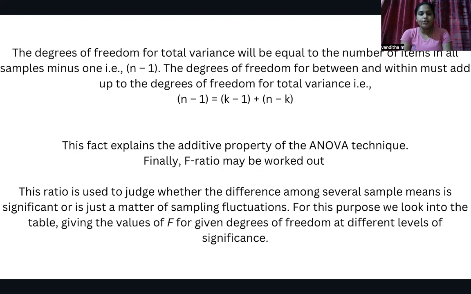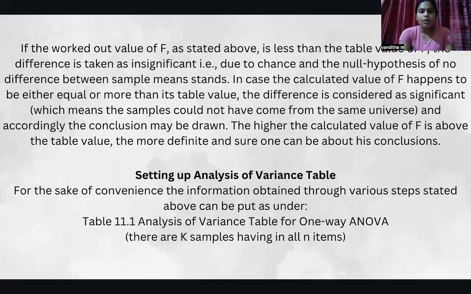Finally, the F ratio can be worked out. This ratio is used to judge whether the difference among several sample means is significant or is just a matter of sampling fluctuations. For this purpose, we look into the table giving the values of F for given degrees of freedom at different levels of significance. If the worked out value of F as stated above is less than the table value, the difference is taken as insignificant, due to chance, and the null hypothesis of no difference between sample means stands.